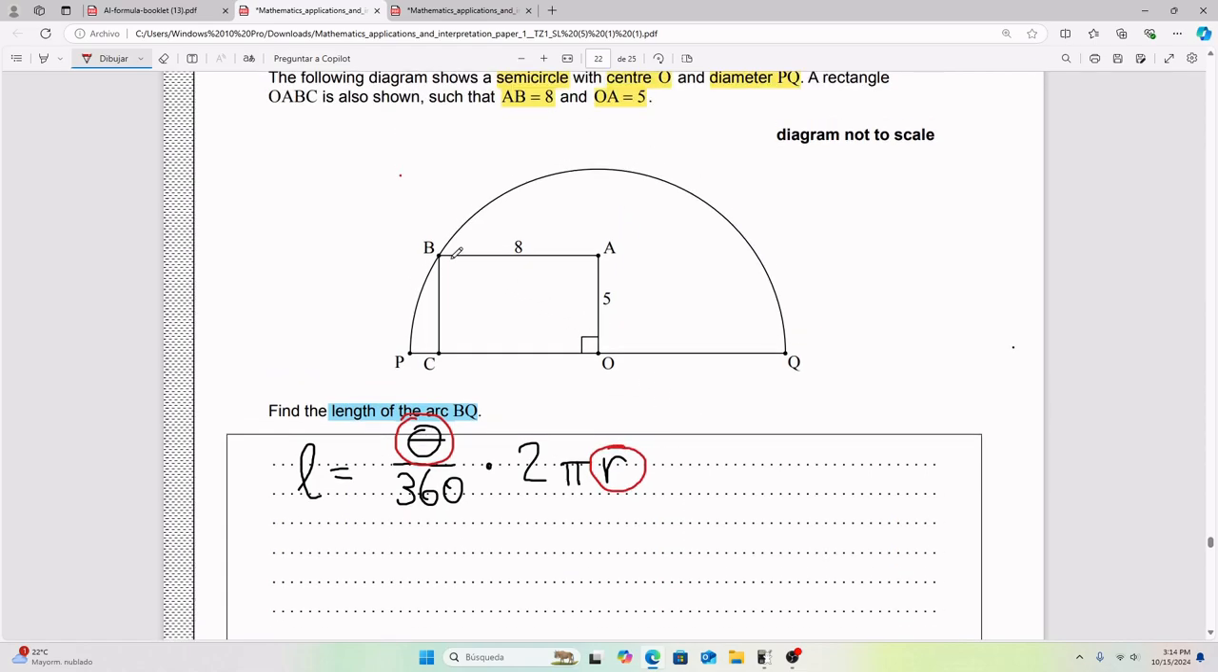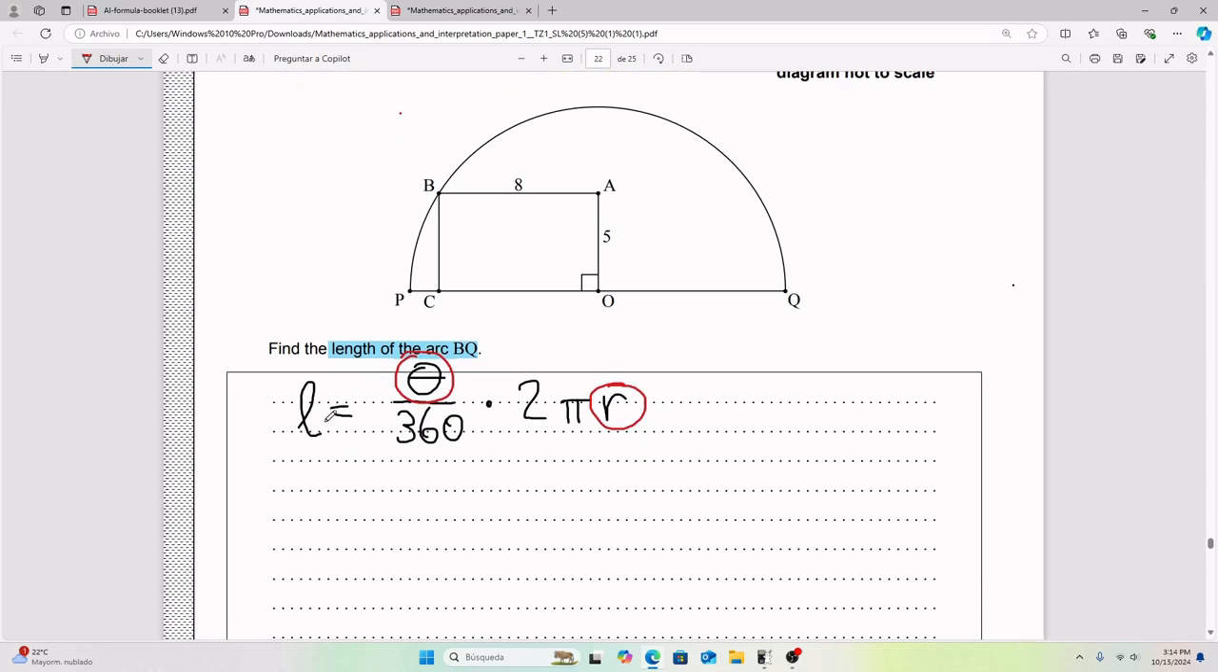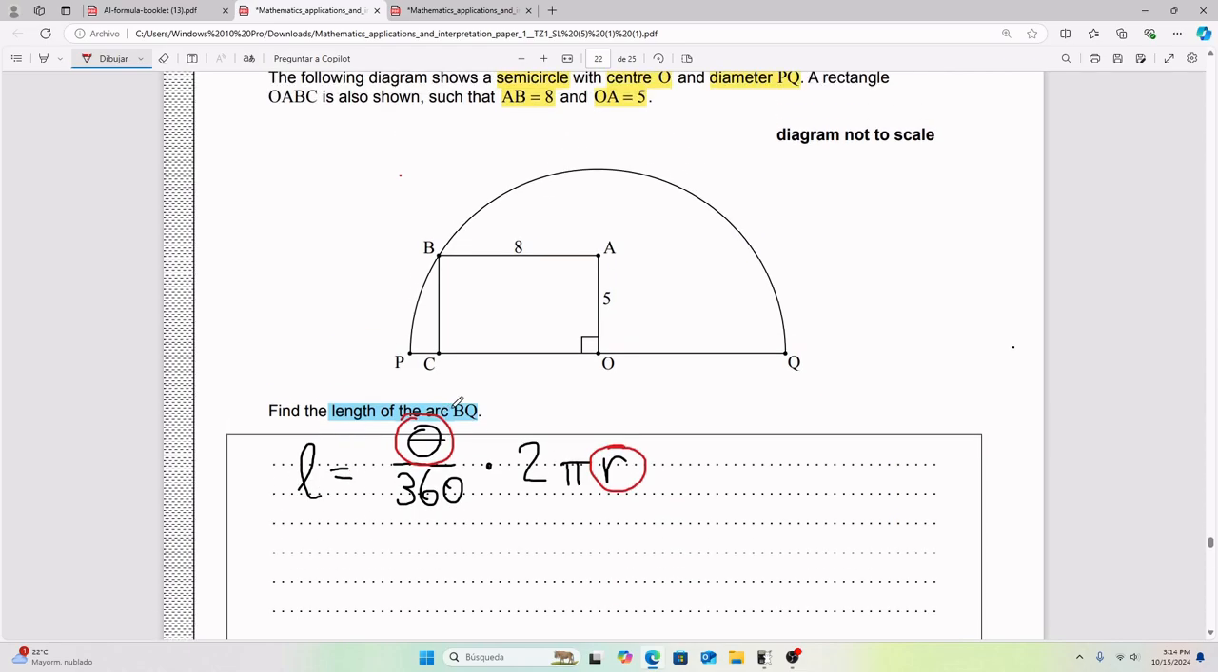So we take this approach of identifying the type of exercise, which is a circle problem, seeing that we have the formula for length of an arc and writing it down, and then being very clear which variables we need and which ones we don't. In this case, we need the variables in red, which are theta and r, which will end up giving me the length of the arc BQ, L. Once we establish that, it's easier to be clear on what we need to get first.